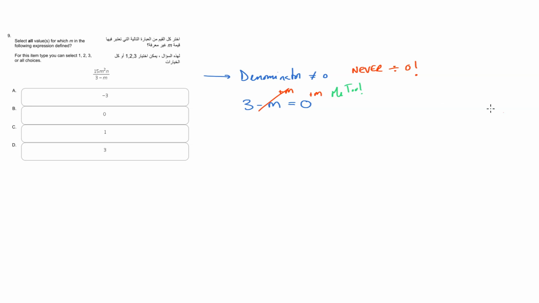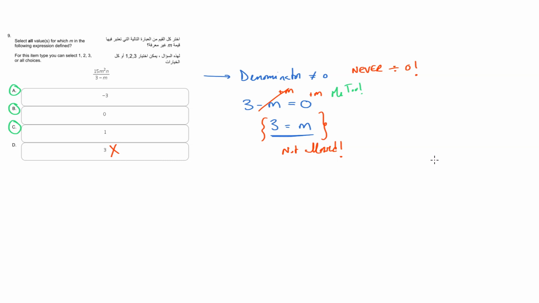Now these two cancel out. You end up with 3 equals m. So for this value, the denominator equals 0. So this value is not allowed, right? Not allowed. So anything else is fine. So in fact, the answers are going to be A, B, and C. See, the only one that's not allowed is D.